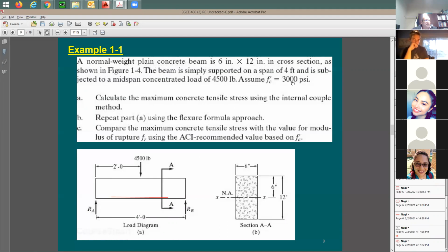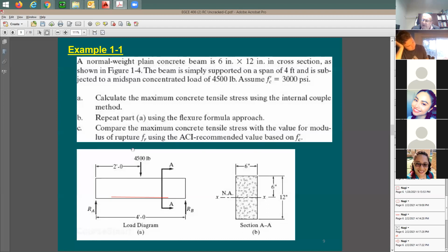So what are the questions? A: Calculate the maximum concrete tensile stress using the internal couple method. B: Repeat part A using the flexural formula approach. How about C? C says compare the maximum concrete tensile stress with the value of the modulus of rupture, which is fr, using the ACI recommended value based on f'c.